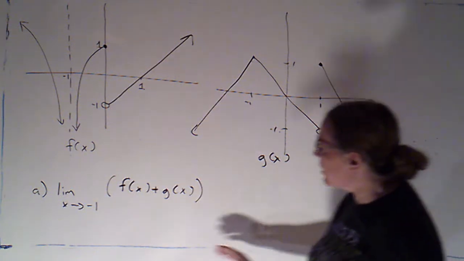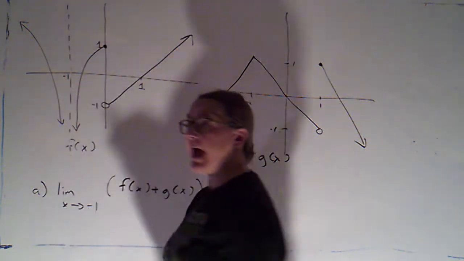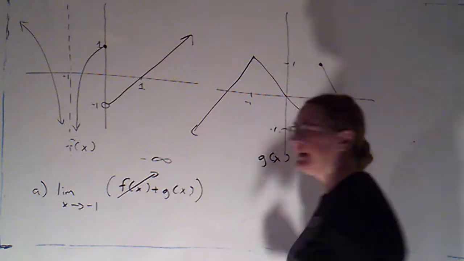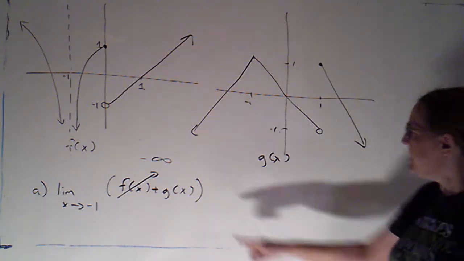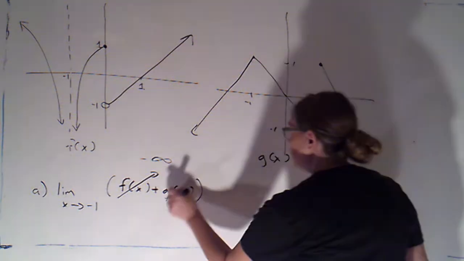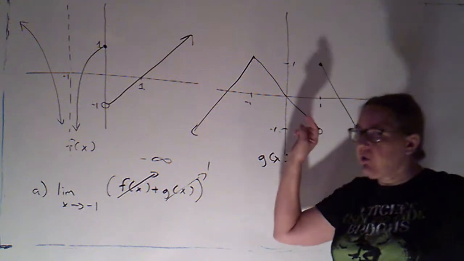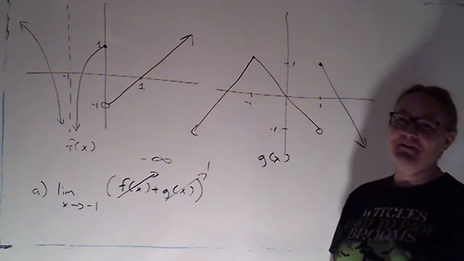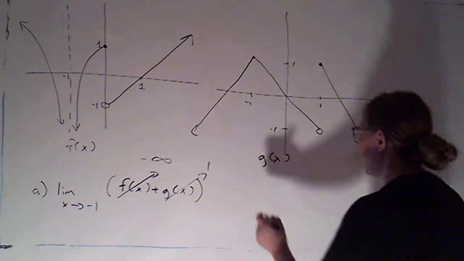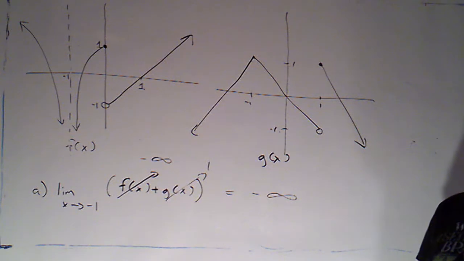Okay. So if I look over here at f, here's where x is -1. We've got a vertical asymptote, and I can see that's going to be going off to -infinity. If I look at g of x at -1, it's just 1, so that's going off to 1. So we have, quote unquote, -infinity plus 1. Now, if something is big and negative and I add 1 to it, that's not going to change the fact that it's big and negative, so it's still -infinity.